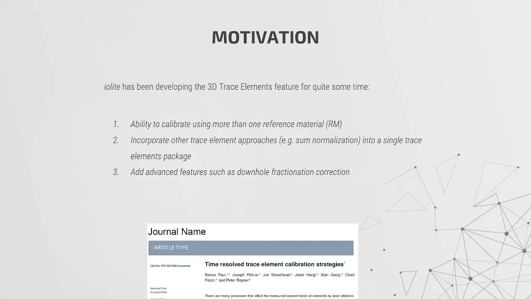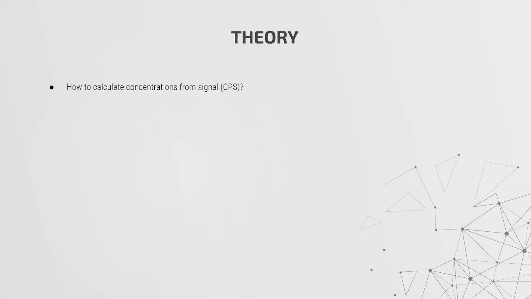We are writing up this approach as a paper. We're hoping to submit it before the end of the year, and that paper is basically a written version of what we will be going over in this webinar today. So let's look at some theory. How do we go from the counts per second that our mass spectrometer records through to concentrations, which is what we're actually after?